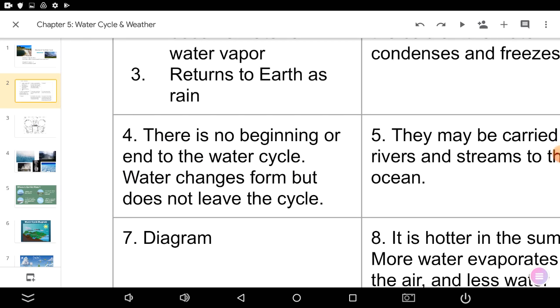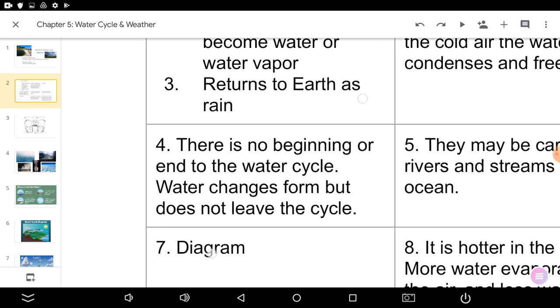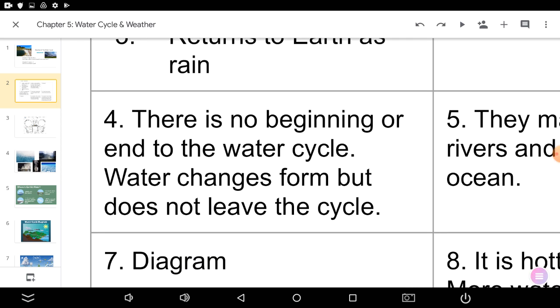Okay, here's number 4. I can make it bigger. There is no beginning or end to the water cycle, so make sure you have that. Water changes form, but it does not leave the cycle. It just changes how it appears in the cycle. Okay, questions on those ones? It's just a continuous cycle.